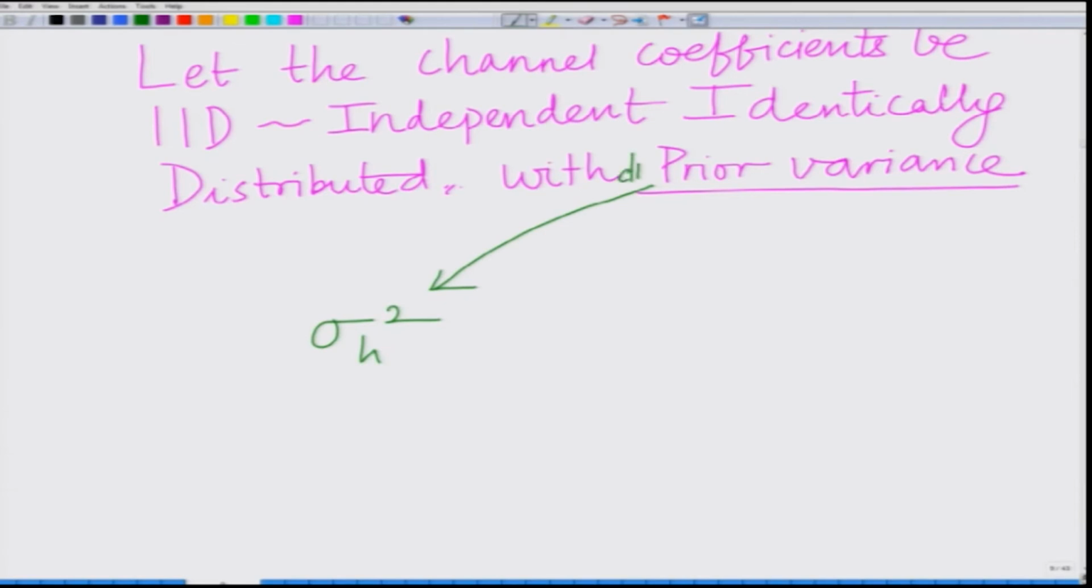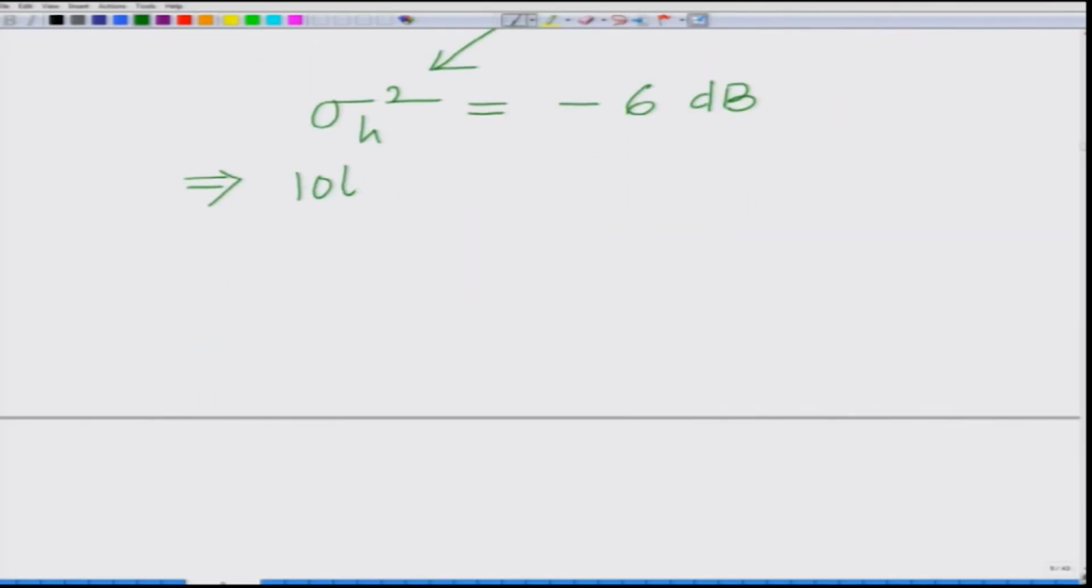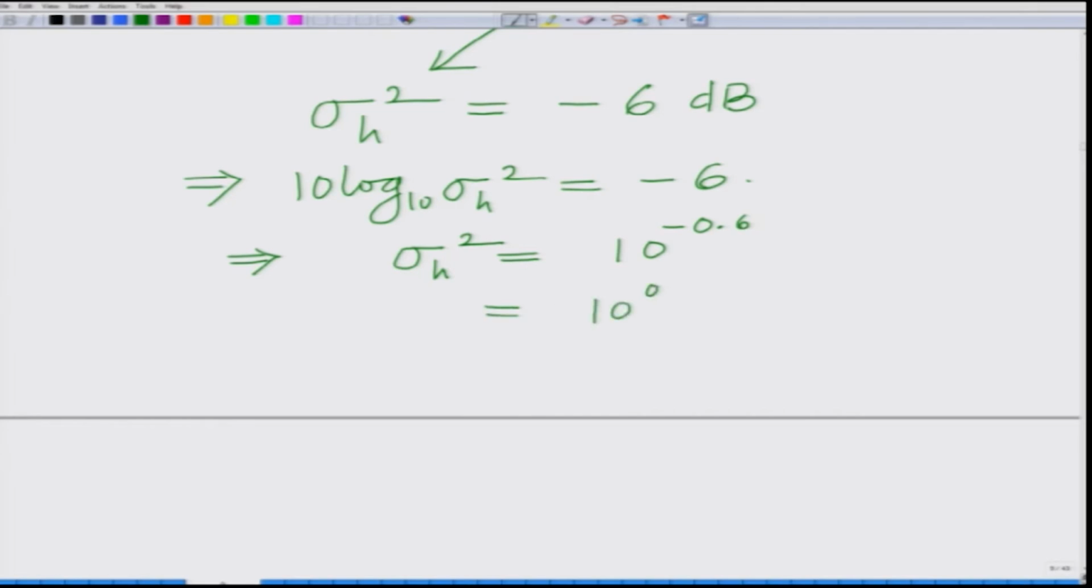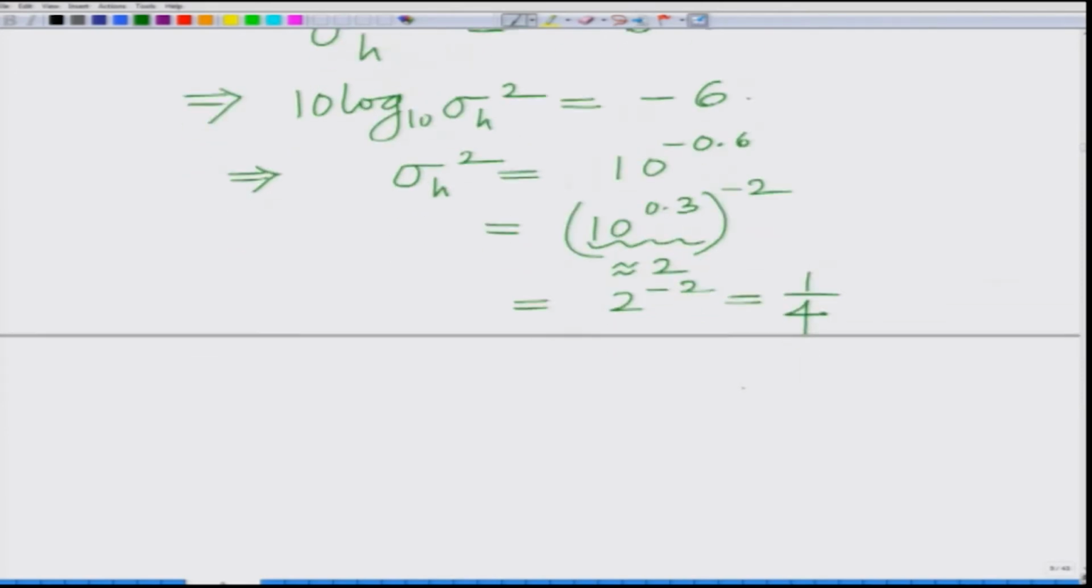sigma h square, or let us say the prior variance sigma h square equals minus 6 dB. This implies 10 log 10 sigma h square equals minus 6, implies sigma h square is 10 raised to the power of minus 0.6, which equals 10 raised to the power of 0.3 to the power of minus 2. We know 10 raised to the power of 0.3 is approximately 2, because 3 dB is approximately 2. So this is 2 raised to the power of minus 2, which equals 1 by 4. So the prior variance sigma h square for each IID channel coefficient of the channel matrix H is 1 by 4. Now, let us look at the noise variance.